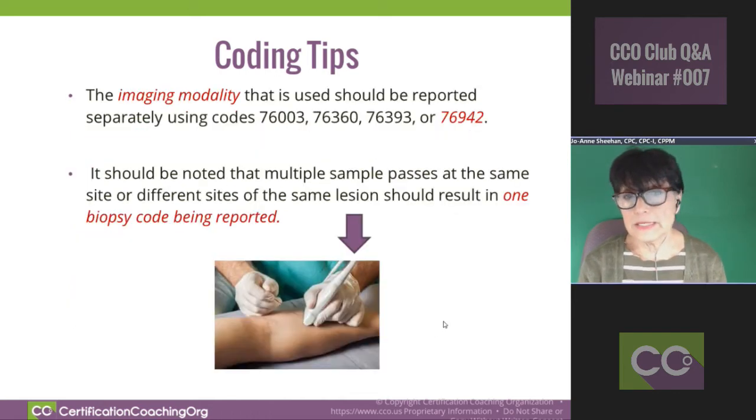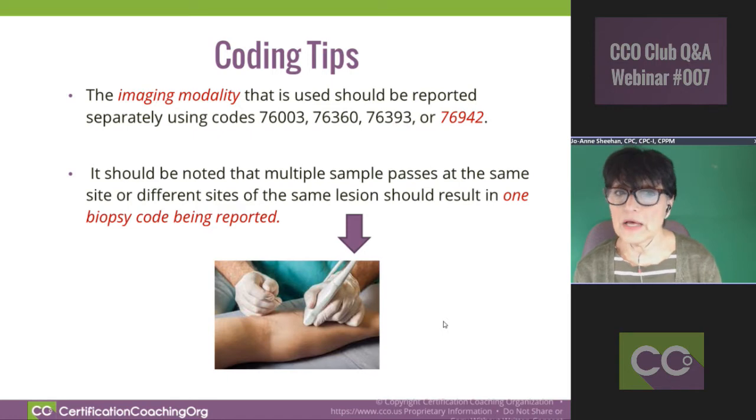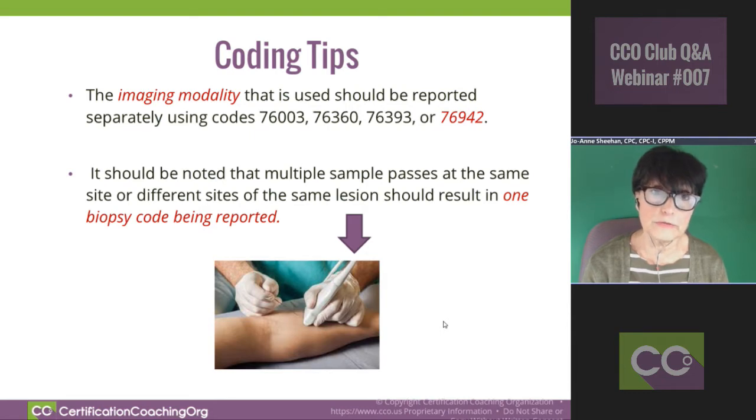Now here is the imaging modality. The imaging modality that is used should be reported separately. And here are some other CPT codes that you would use for imaging. And in this case, the 76942 that is in question is listed. It should be noted that multiple sample passes at the same site or different sites of the same lesion should result in one biopsy code being reported.